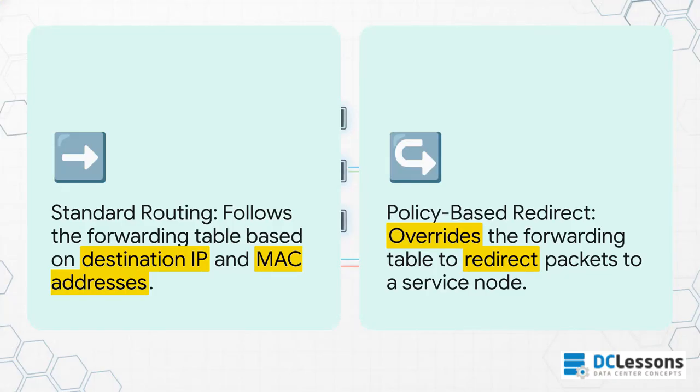Here's the difference in a nutshell. Think of standard routing like following your GPS directions blindly. The forwarding table has a map, and it just sends packets along the most direct path, period. But PBR is like a traffic cop standing in the middle of the road. It sees your specific traffic coming and shouts, "Hold on, I don't care what your GPS says. For you and only you, I need you to take this detour over here." It's policy overriding the default path.